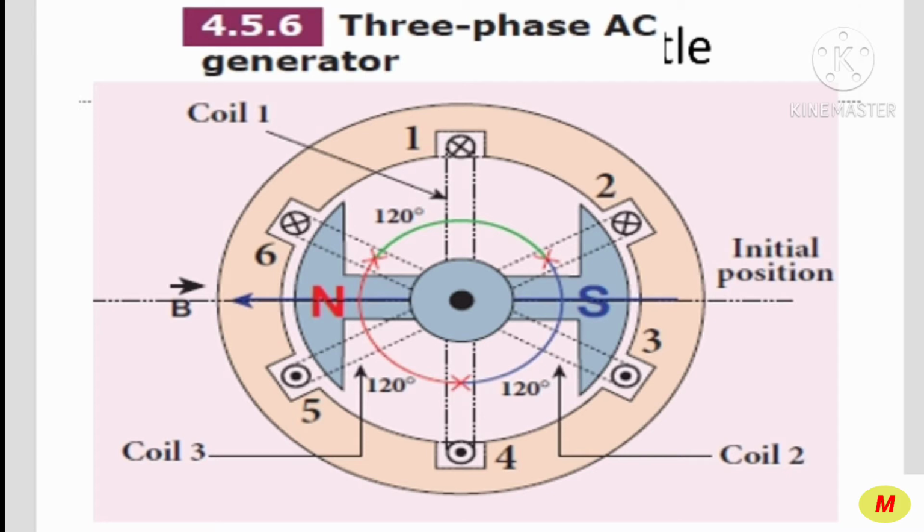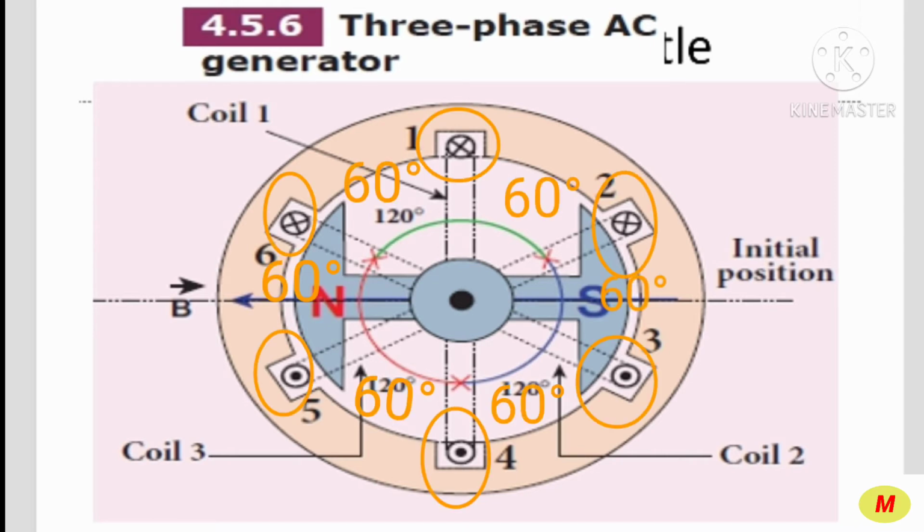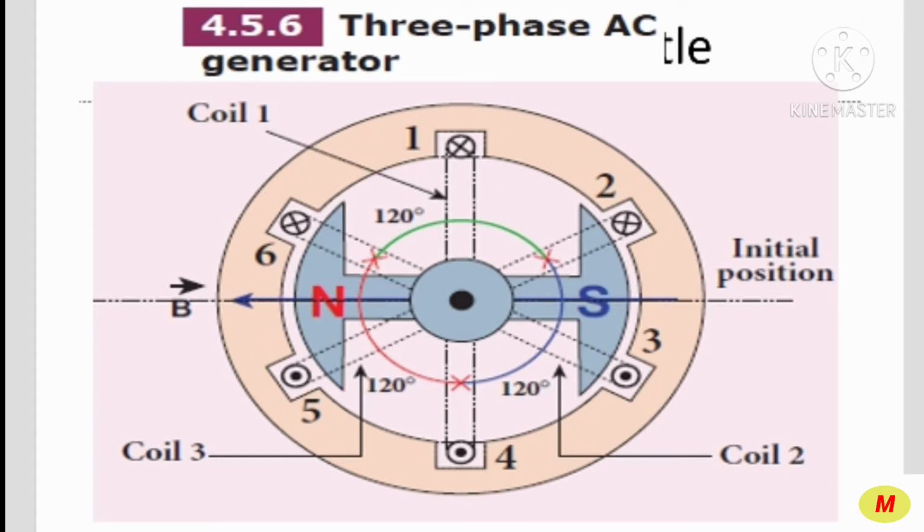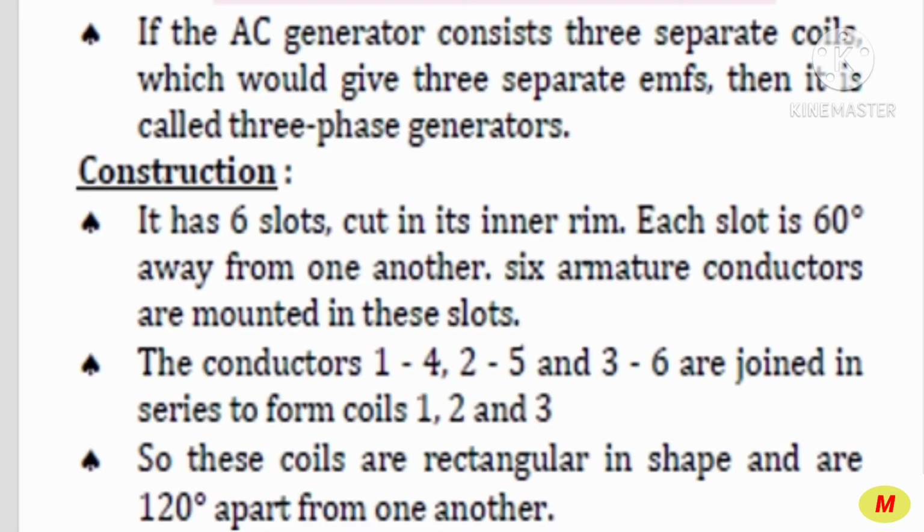Let us see about the construction of 3-phase AC generator. It has 6 slots cut in its inner rim. Each slot is 60 degrees away from one another. 6 armature conductors are mounted in these slots. The conductors 1, 4, 2, 5 and 3, 6 are joined in series to form coils 1, 2 and 3. So these coils are rectangular in shape and are 120 degrees apart from one another.